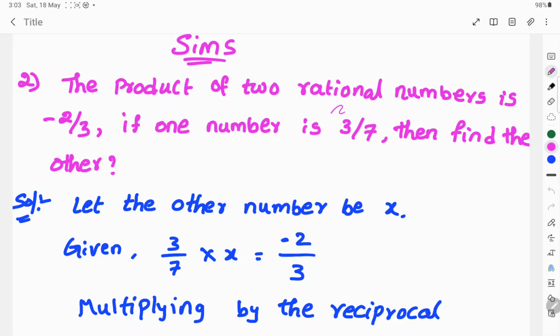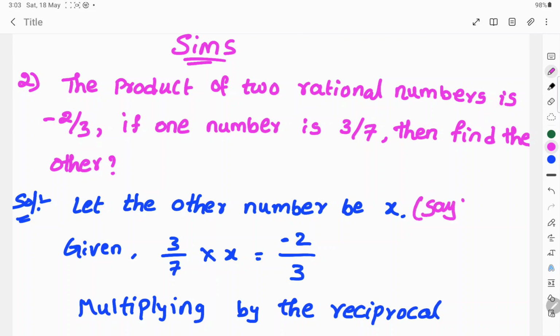The product of two rational numbers is minus 2 by 3. If one number is 3 by 7, then find the other. So let's see the solution. Let the other number be x.